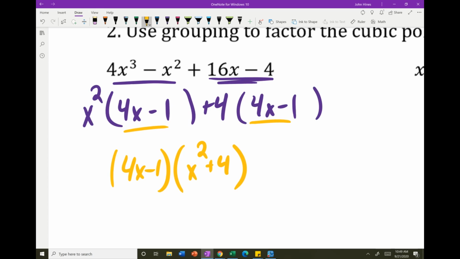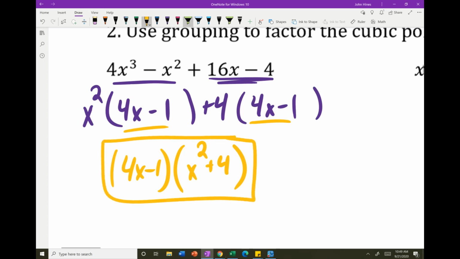So now we should always pause and check, can I keep going? And the answer here is no, because hopefully you realize this is a sum. This is a sum, not a difference. We can only factor the difference, x squared minus 4. We can only factor the difference of perfect squares. We can't factor the sum.